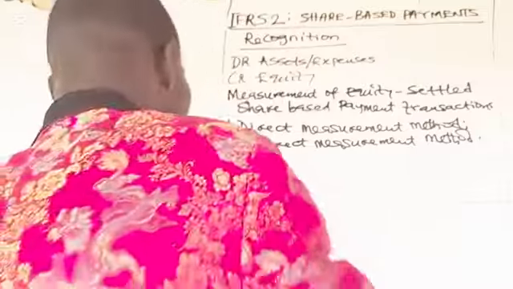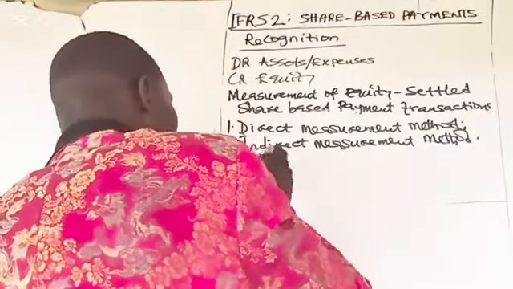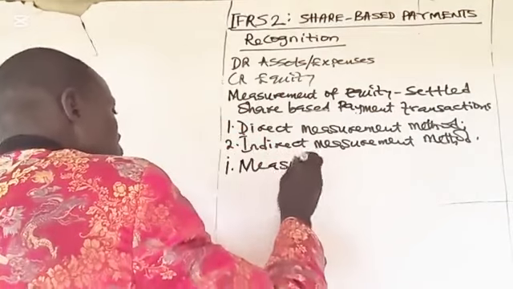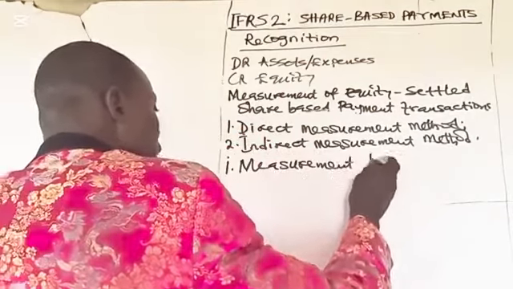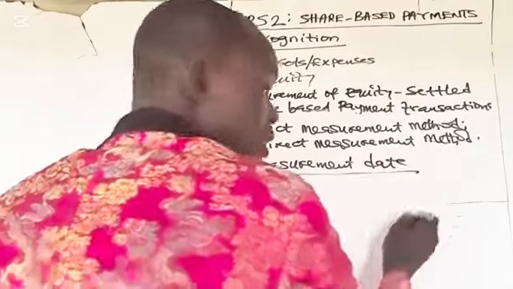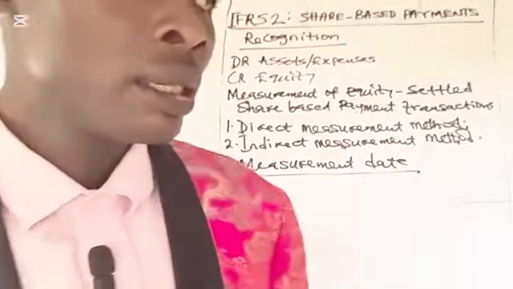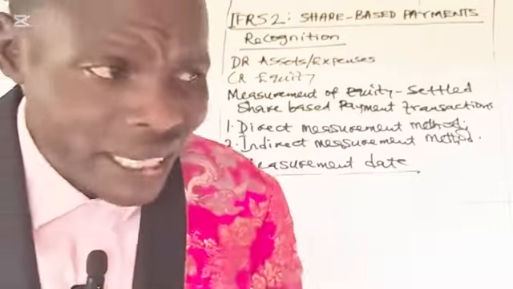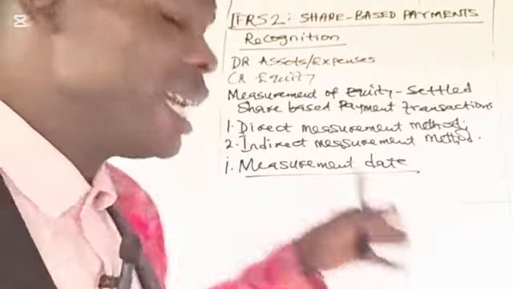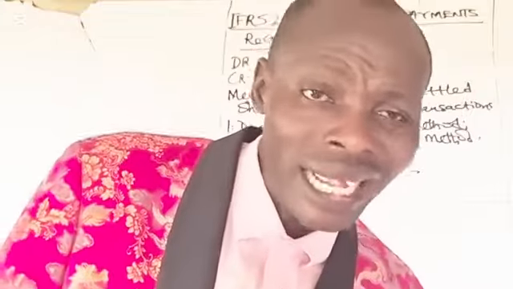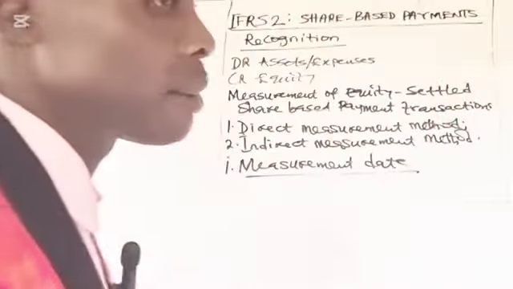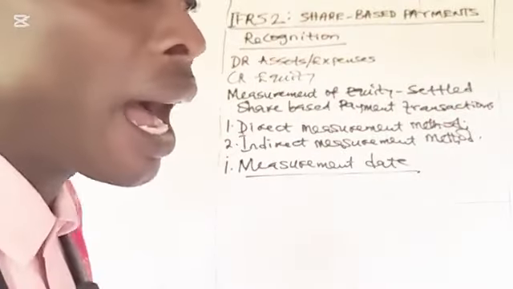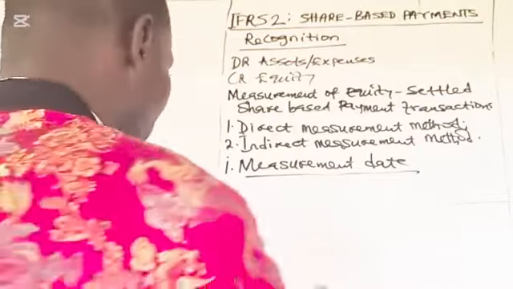So number one, we have measurement date. Measurement date is the date at which the fair value of the equity instruments granted is measured. That is measurement date.